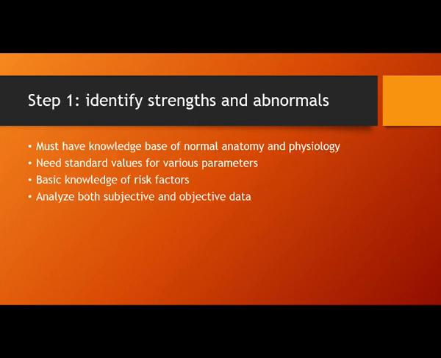So step one, identify strengths and abnormalities. And the most important thing for this part is you've got to know what is normal. So you're going to rely on your knowledge base of normal anatomy and physiology, and you also need a lab book or a diagnostic book or some reference that will tell you what lab values are normal, what vital signs are normal. So you need to know what's normal in order to know what's abnormal.